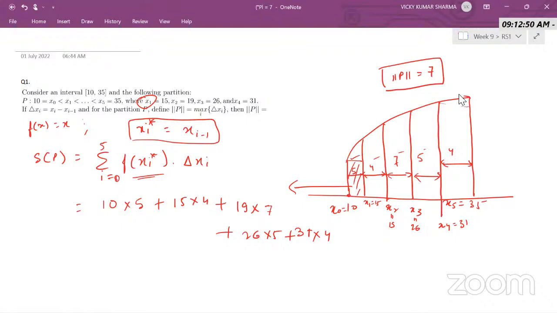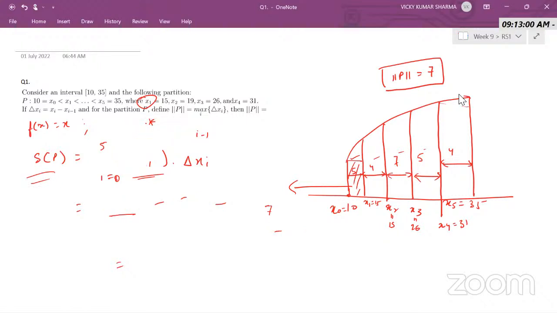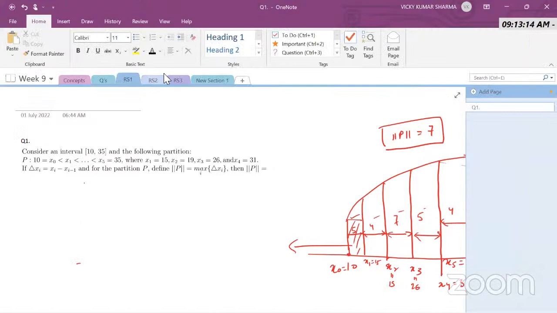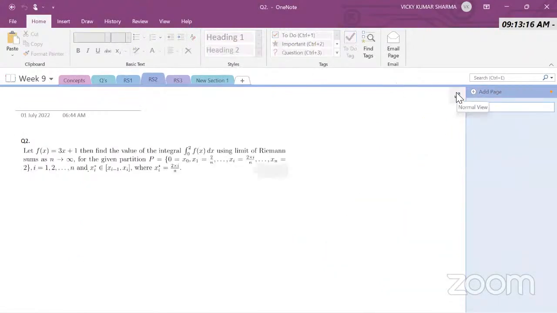Okay, so now you understood that. Now all you have to do is multiply and sum, and you get this Riemann sum for this, and you get some value. Okay, so over here the main thing you had to understand was this norm of P, and I think you understood what is norm of P. That is something you had to take from this particular question. So you understood that. Okay.